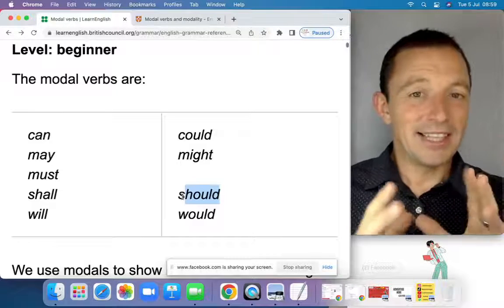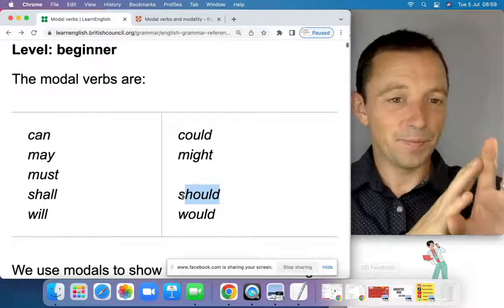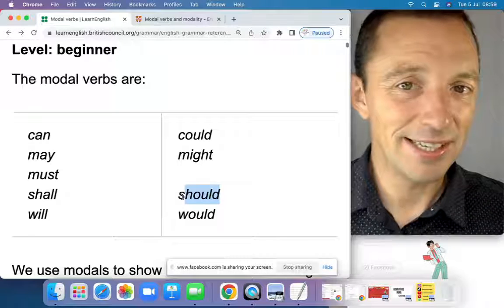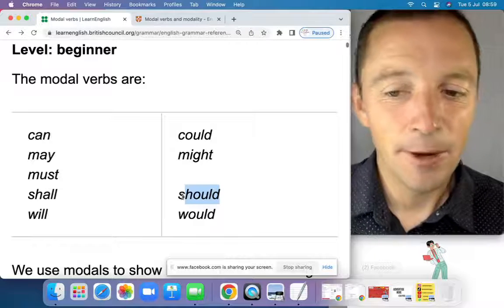But really, that's the definition for advice and for recommendation. You should visit this village. You should contact your friend, etc., etc.